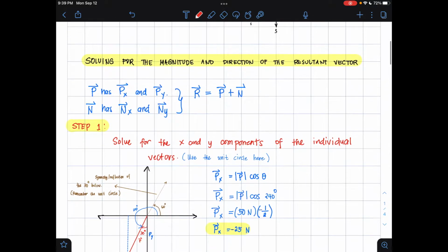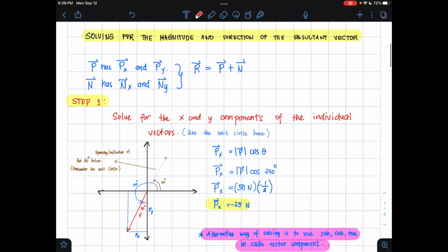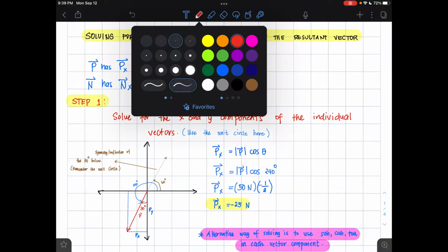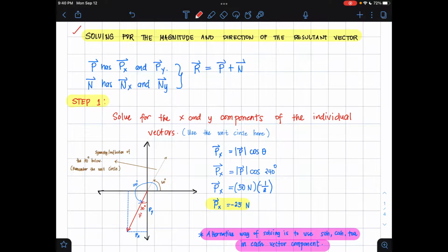Okay, so our task, as you can see here, is to solve for the magnitude and direction of the resultant vector. Now take note, this is already a new topic because previously we were just dealing with the geometric approach. But this time, when we are solving for the magnitude and direction, this is now an analytical method of solving for your vectors. So this is an analytic method already.